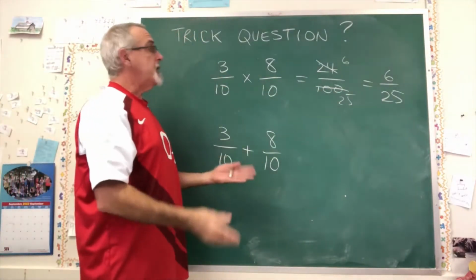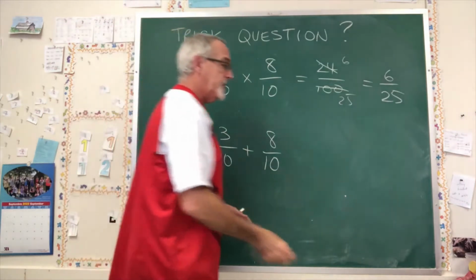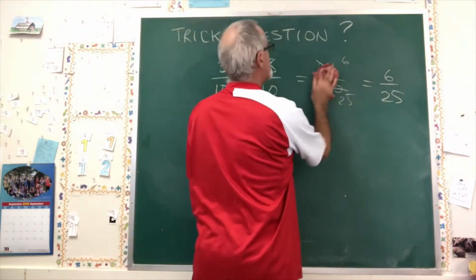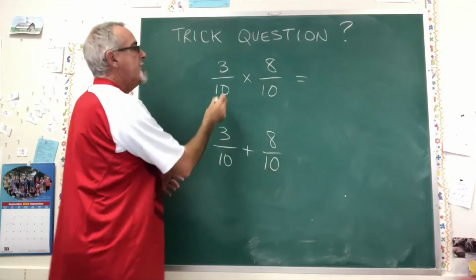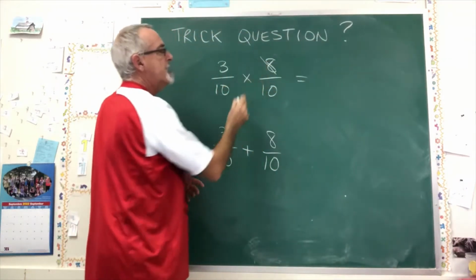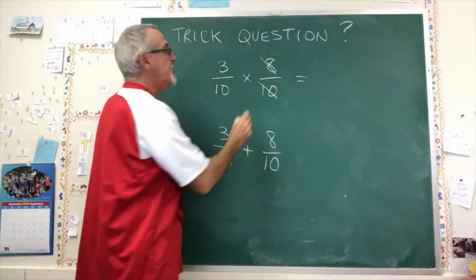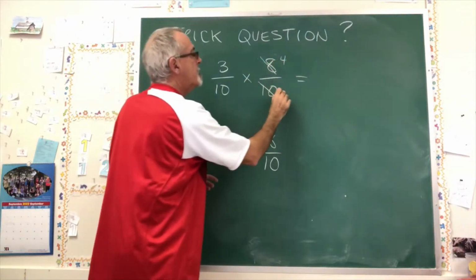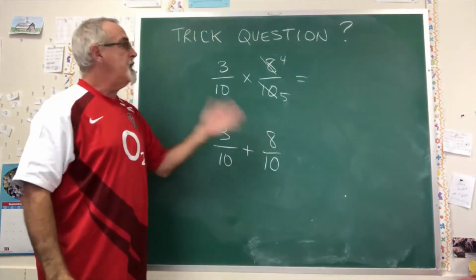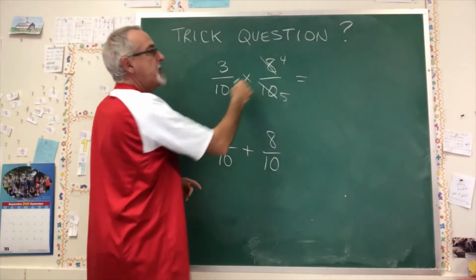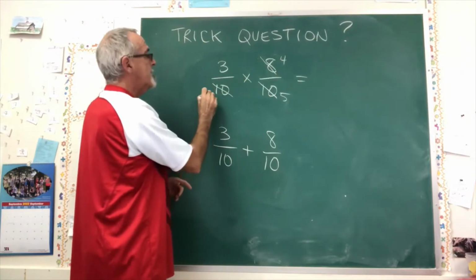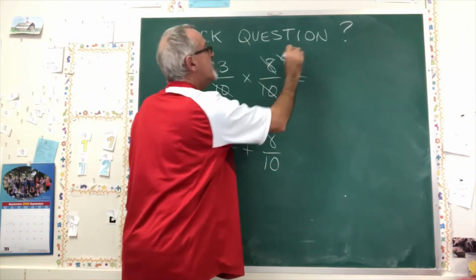But another way is to simplify first and multiply afterwards. So let's try that. If I want to simplify, the 8 and the 10 have a common factor of 2. 8 divided by 2 is 4, 10 divided by 2 is 5. I'm canceling, but I'm not finished. I can still do some canceling because the 10 and the 4 have a common factor of 2. 10 divided by 2 is 5, 4 divided by 2 is 2.